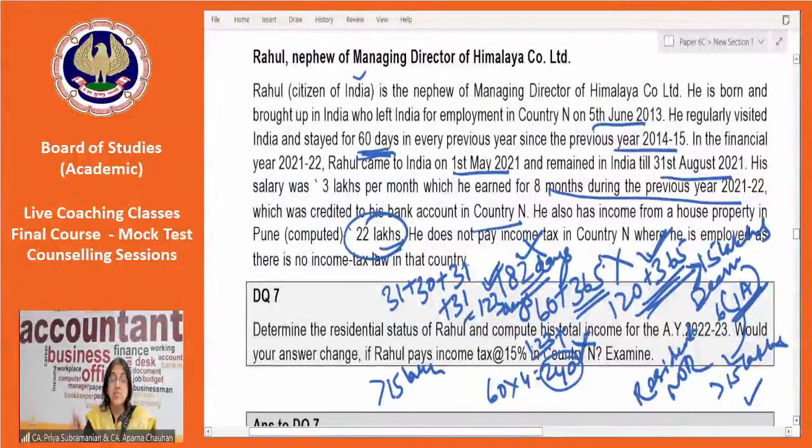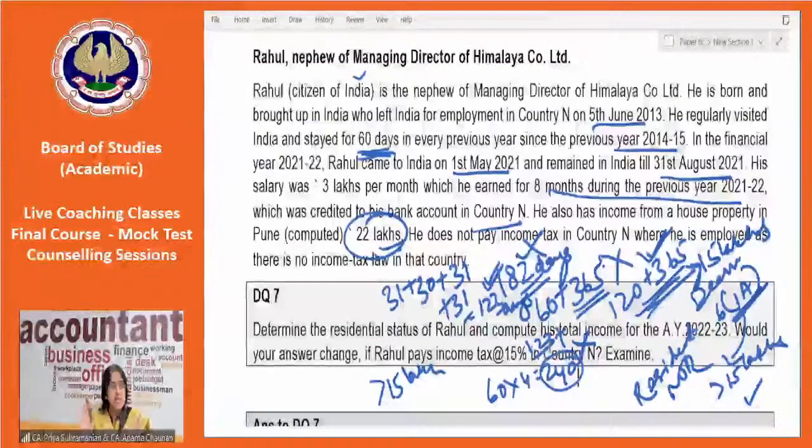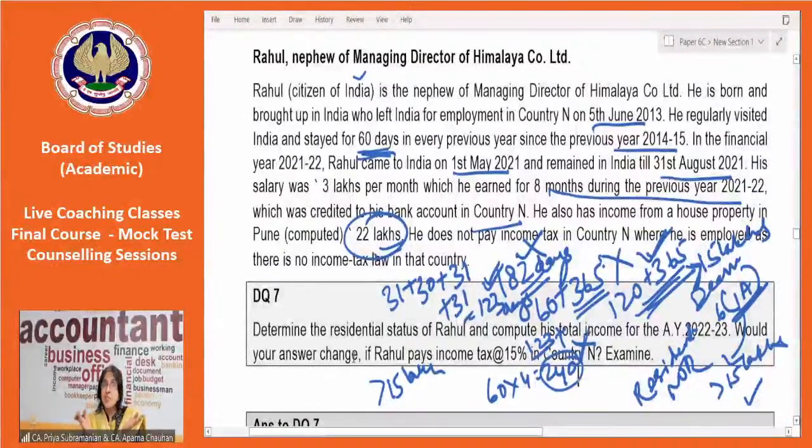Now we go to deemed resident status, because he does not pay income tax in any country, since there's no income tax law in that country. Deemed resident does not require a stay in India. Your Indian income should be more than 15 lakhs, and you should not pay tax anywhere else outside India, and you should be a citizen of India. So he is a citizen of India. His Indian income exceeds 15 lakhs, it's 22 lakhs, and he does not pay tax in any country. So by virtue of 6(1)(a), he becomes a deemed resident.